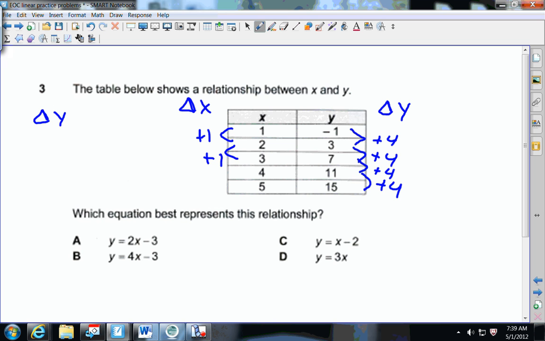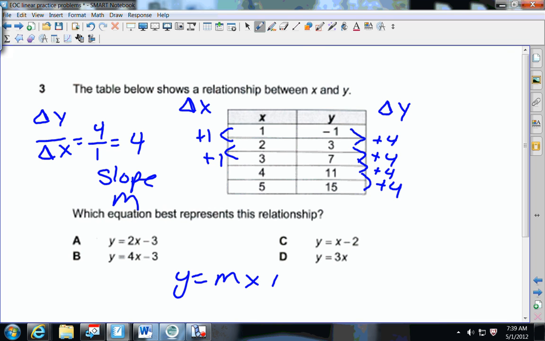Delta y divided by delta x. 4 over 1 is 4. This is my slope. Remember, which I also can use as the letter m. We have y equals mx plus b. So you have y equals 4x, and I don't know the rest here, but if I look through here, the only one that has 4x is b.